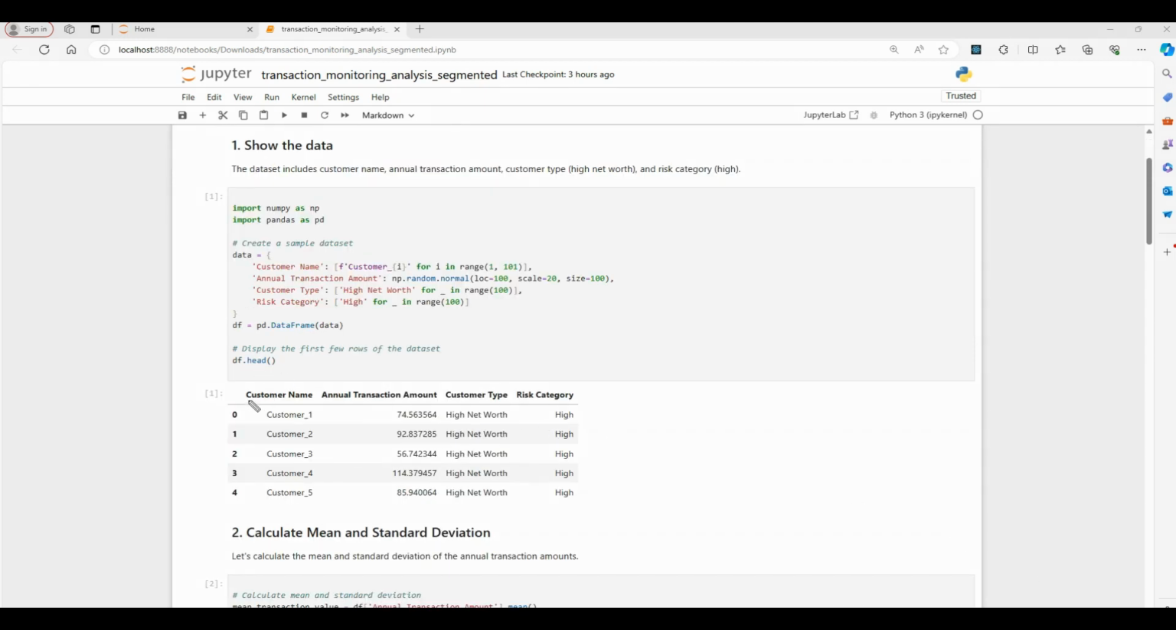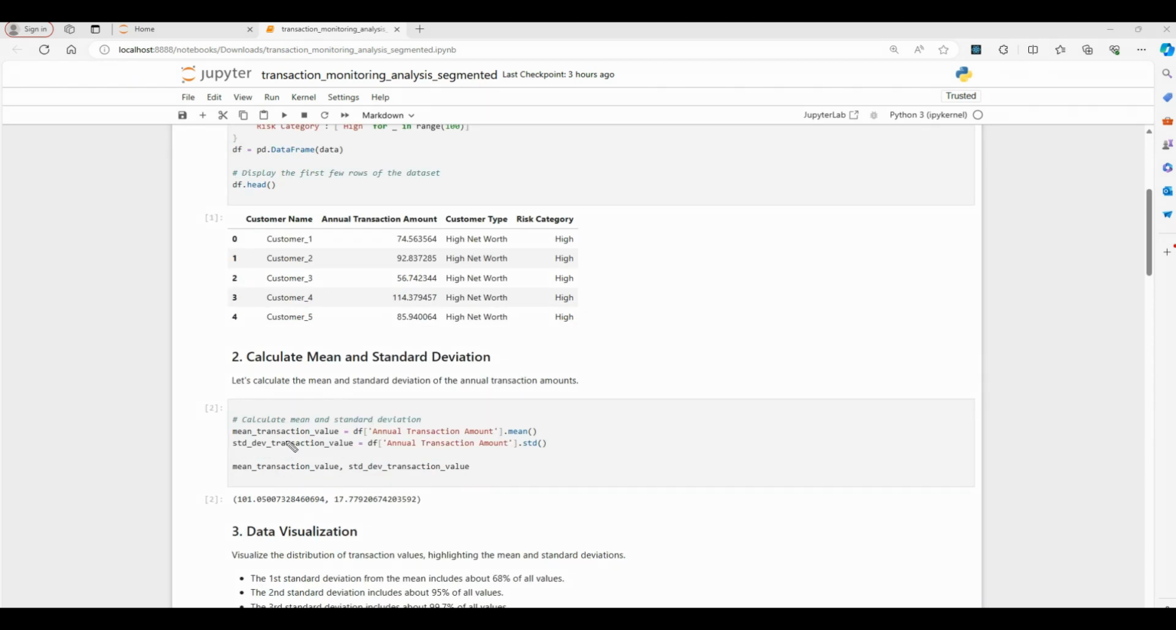Here we are going to monitor transactions of a specific customer segment, that is high net worth customers, which are usually classified as high risk as their source of income is not clear. Here, for this data, we have calculated mean value and standard deviation.